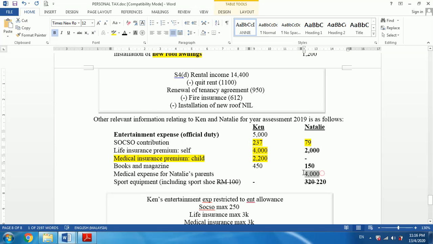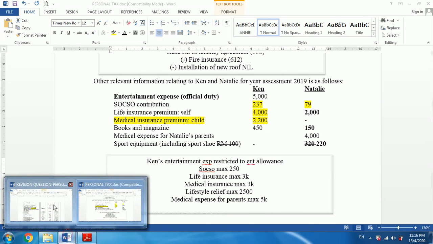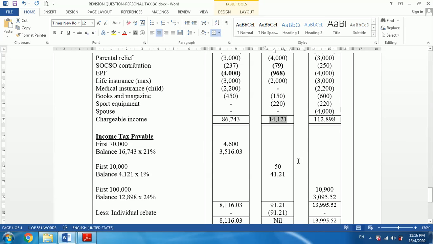And then medical expense for parents is 4,000. Maximum is 5,000, so in this case you can take all. She is going to take all for her medical expenses on parents. So in the end this is her chargeable income, first and balance.